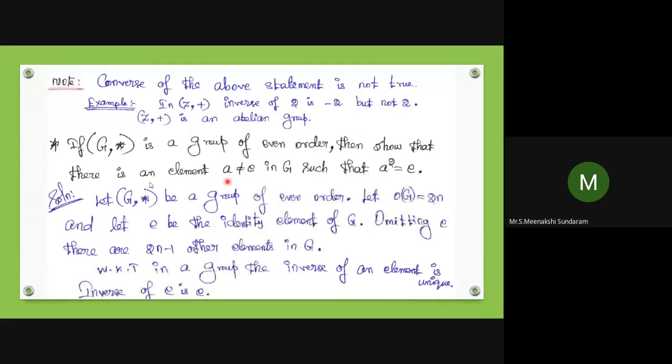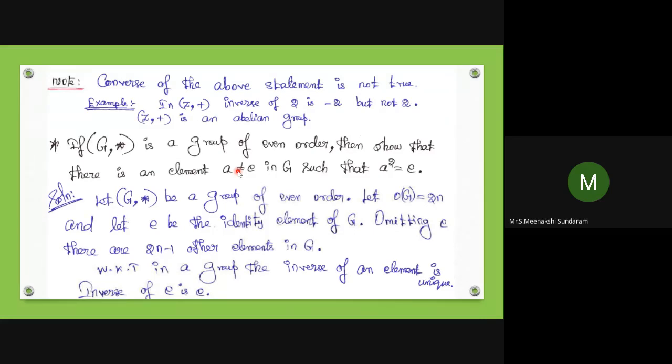Next problem: if G comma star is a group of even order, then show that there is an element A not equal to E, an element which is not the identity element in G, such that A square equals E. We can say that if there are an even number of elements, clearly there will be an A not equal to E with A square equal to E. Other than the identity element, if we take A square, we get the identity element.